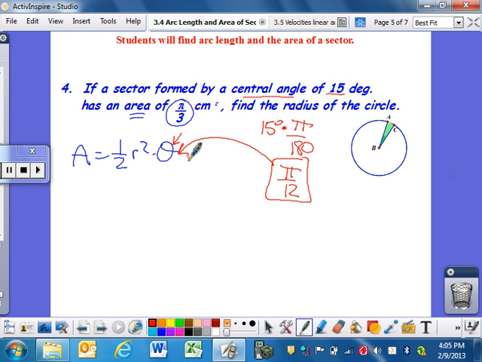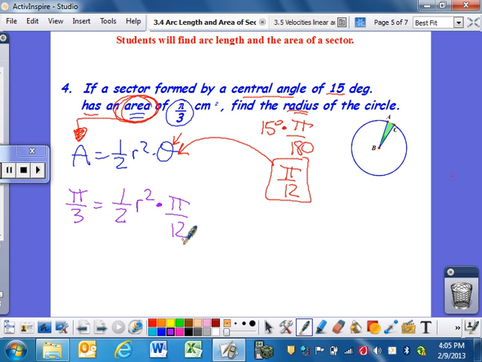What else is given? An area. So they actually give you the full area this time, and they want you to find the radius. So we're going to end up solving for r, so this is going to be kind of entertaining. So we have pi over 3 equals 1/2 r squared. I don't know what the radius is, but I do know that my theta is not 15, it is pi over 12. And what we need to do now is solve for your radius.